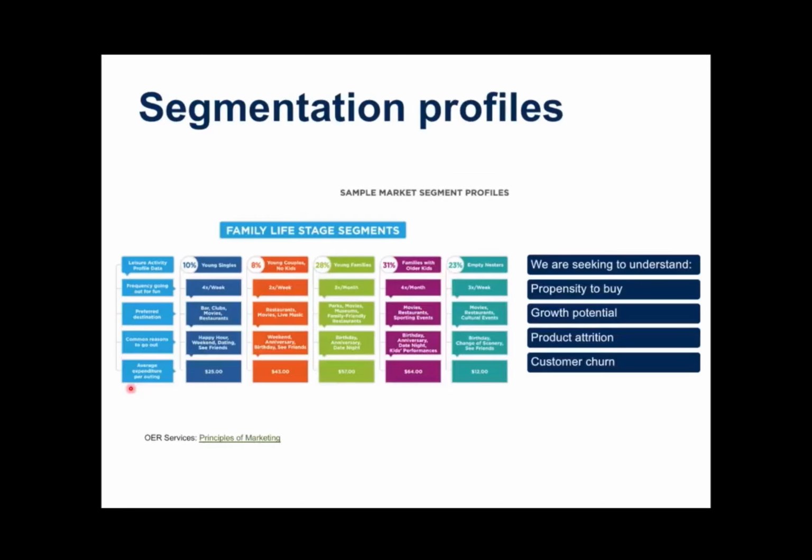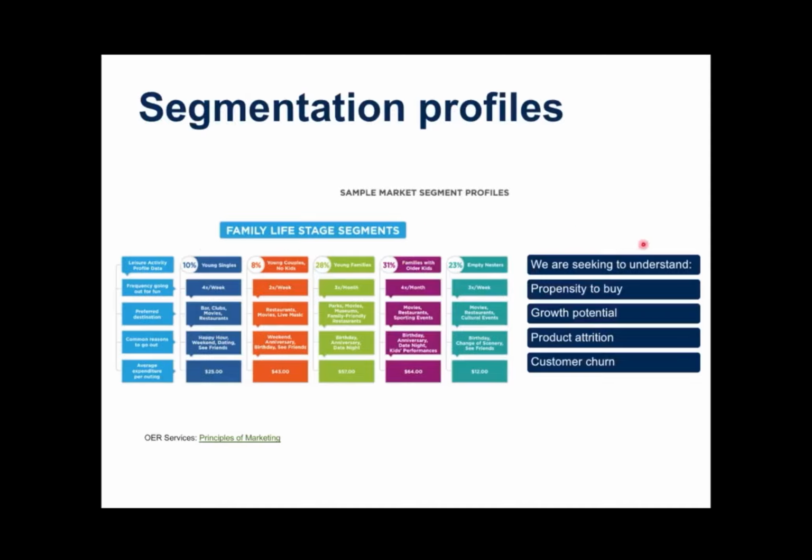What do these look like? Well, these are really common examples that you can find out on the internet of how these different segments are built. So in this case, we have a family life stage segment, and you can see that we're ranging from things like leisure activities, frequency of going out, preferred destinations of where they go, common reasons to go out, average expenditure as they're going out, and then broken down into these different segments, and then perhaps the percentage of customers in our current business that represent those things to us.